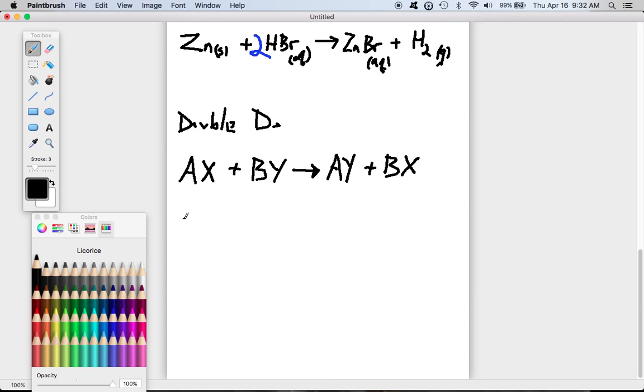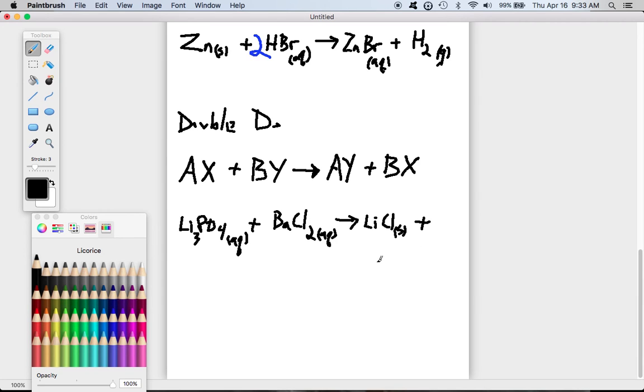Lithium phosphate, Li3PO4, 3 lithiums. This is aqueous, dissolved in water, plus BaCl2, barium chloride, that's aqueous as well, are going to react together. And they are going to form, displacing each other. The lithium will displace the barium. They're going to switch places on this one. So you're going to get lithium chloride, which is a solid.